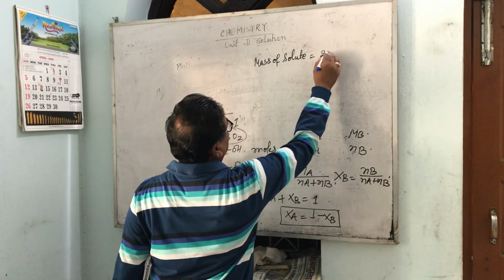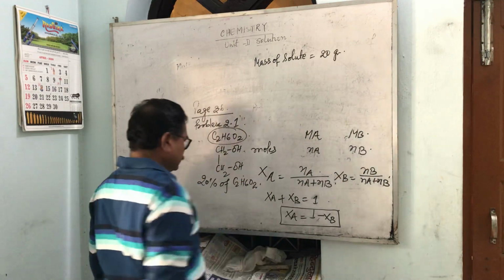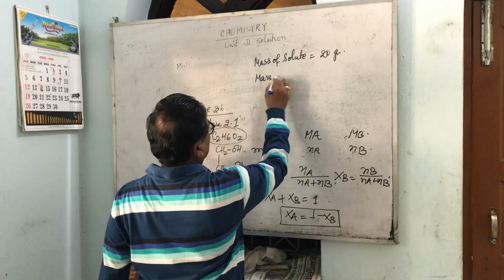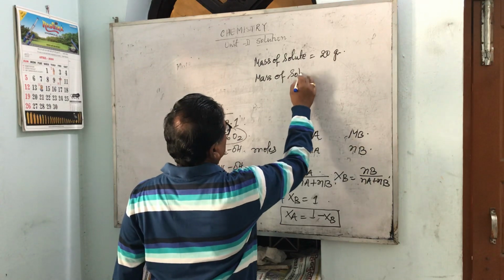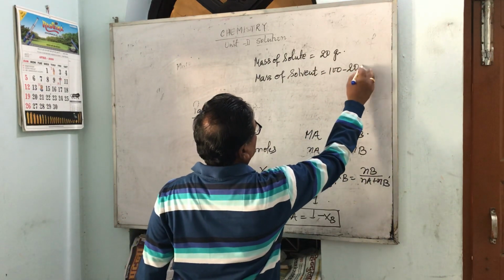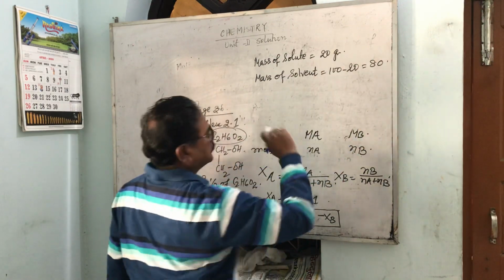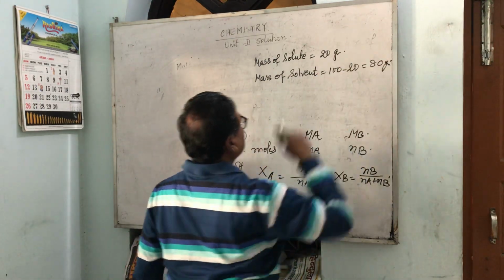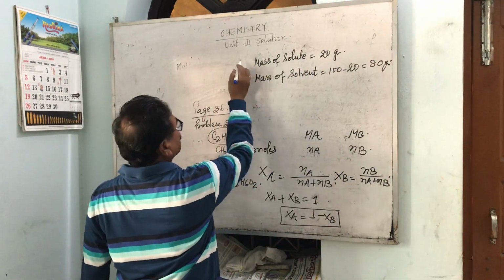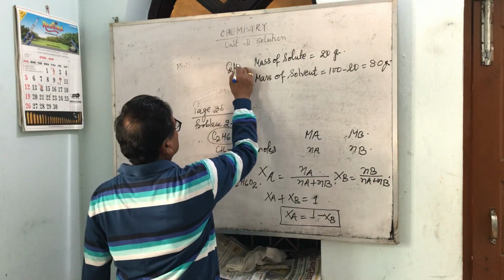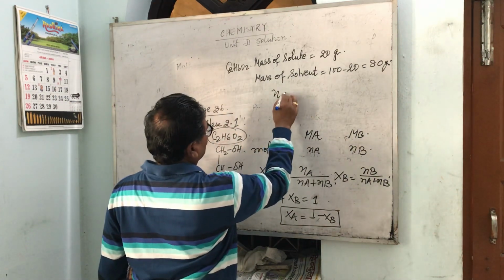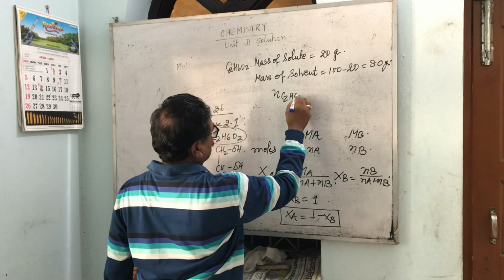That is 20 gram. And mass of solvent is 100 minus 20, that is 80 gram. Now if ethylene glycol is the solute, it is C2H6O2. So we calculate the number of moles of C2H6O2.